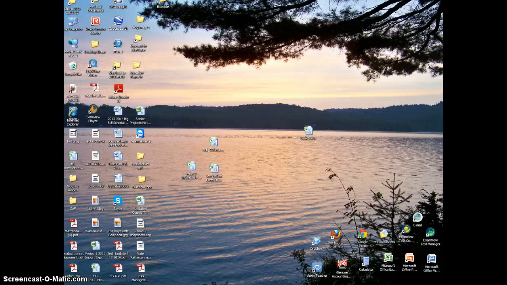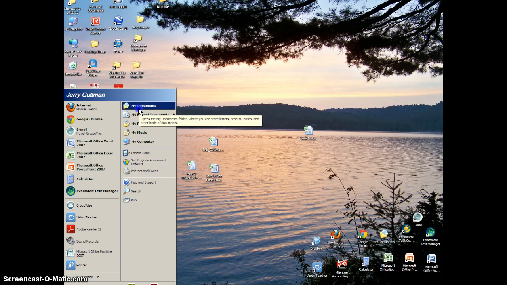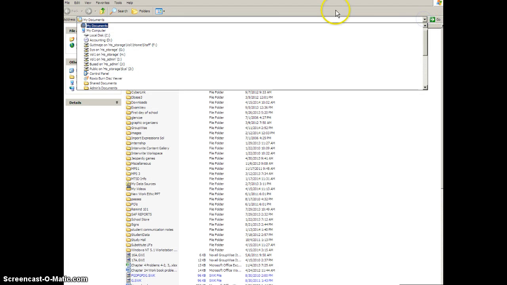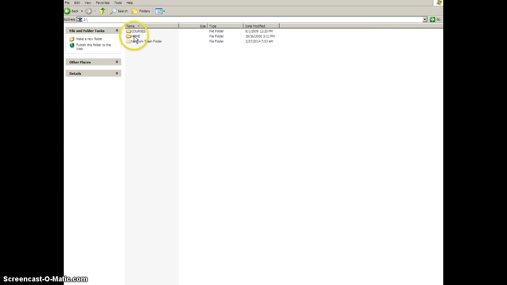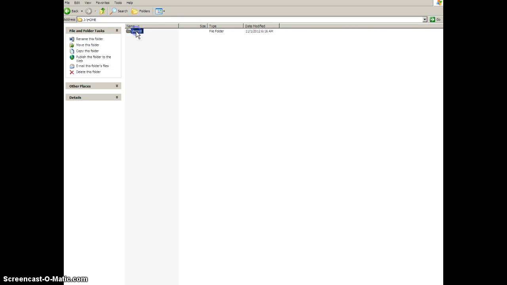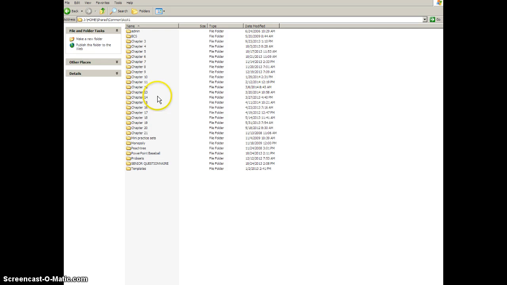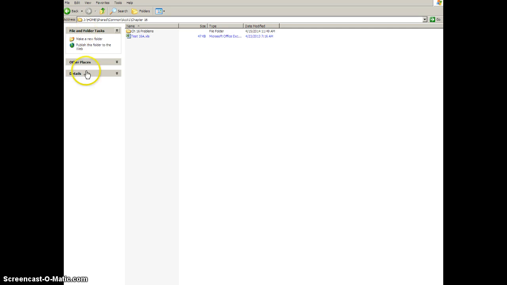The first thing we need to do is get your problems moved over from the J drive to the F drive. So we'll do that by going down to Start. You're going to go to My Documents. This is your normal routine: J drive, Home, Shared, Common, Accounting One. We are on to Chapter 16.